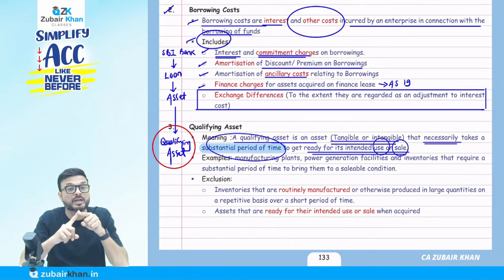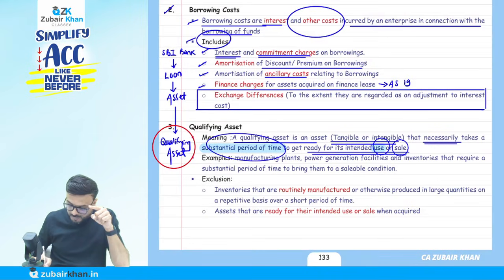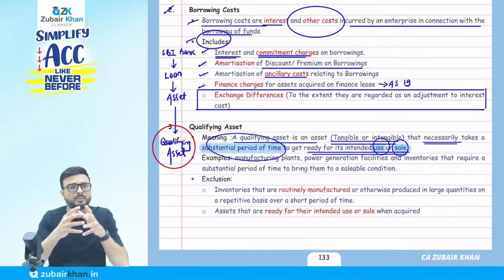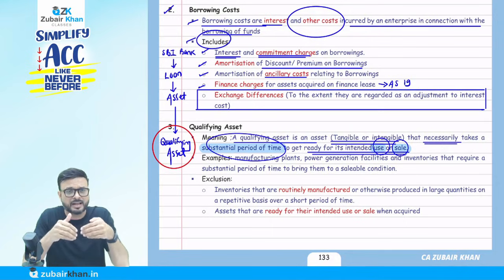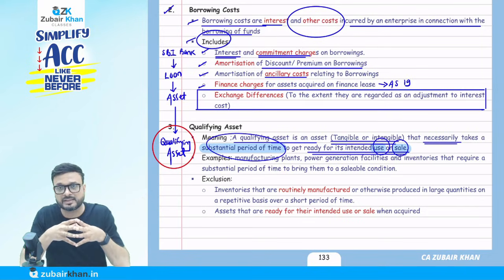It means you can capitalize the borrowing cost only when you are incurring it on a qualifying asset. What is a qualifying asset? A qualifying asset is one that takes a substantial period of time. They say for use, but they also say for sale. Assets like land and building, plant and machinery, if they take a substantial period of time, then we call them qualifying assets.